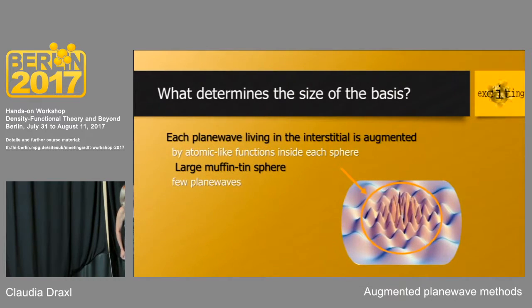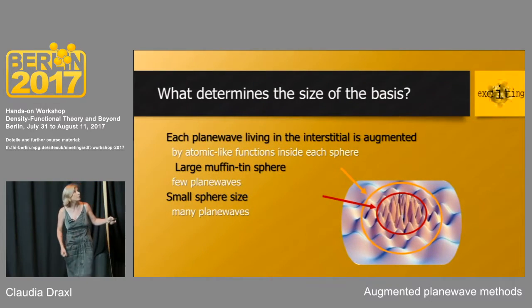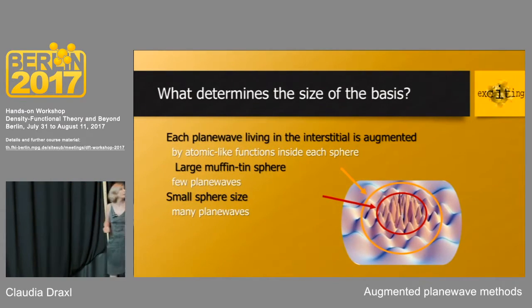So what determines the size finally? If you have a large sphere size, then you only have not so strong wiggles out there, and that means you don't need so many plane waves in order to describe this region. However, if you use a small sphere size, and this could be for various reasons, for instance, if you look at the material under pressure, the spheres are not allowed to overlap, then you have small sphere sizes, and then you have to deal with these stronger oscillations with this plane wave basis. And this is more costly, so you need more plane waves here.